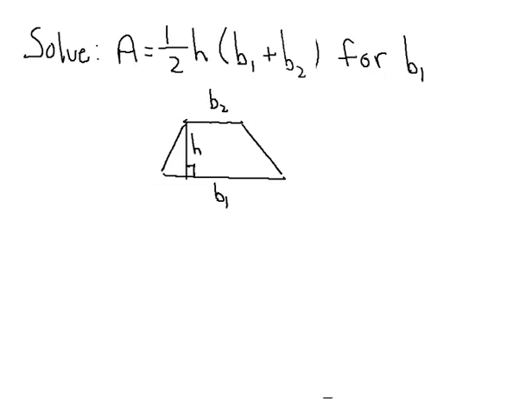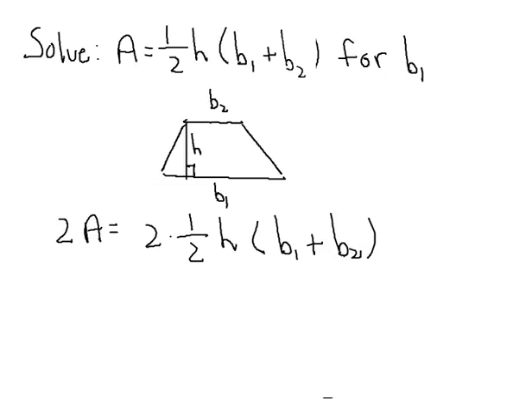All right, so let's go ahead and proceed to solve this for b sub 1. Now my recommendation would be that we first try to eliminate the fraction from the formula, which is the 1/2. And to do that, we'll multiply both sides of the equation by 2. So we have 2 times 1/2 times h times b sub 1 plus b sub 2. So on the left-hand side, we have just 2a.